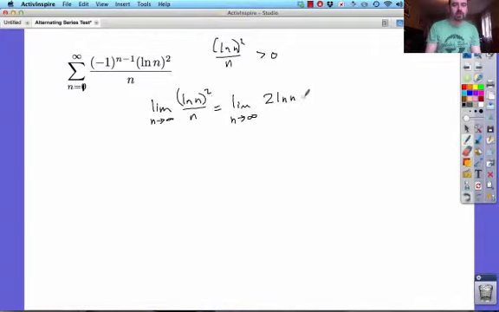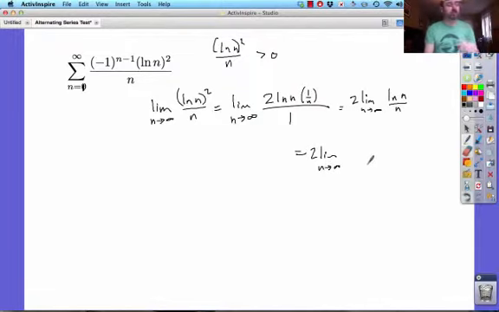So I'll use the chain rule to find the derivative of the numerator. I find the derivative of the numerator and divide it by the derivative of the denominator. And now I have 2 times the limit, as n goes to infinity, of ln n over n. Again, I have infinity over infinity, so I can use L'Hopital's rule again.